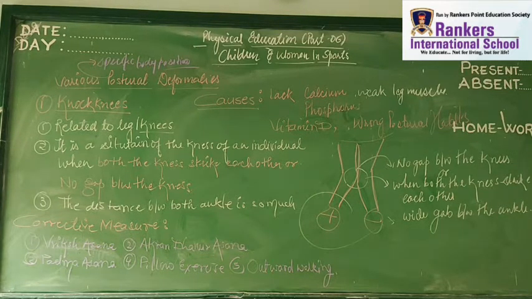Knock knee is a problem. The knees join together while there is a wide gap between the ankles. It varies in the degree of deformity. Someone has a major kind of problem, someone has a minor kind of problem. So it differs from person to person. What are the causes of this deficiency? The causes of this kind of deformity, no, it's not a deficiency, it's a kind of deformity. So what are the causes of this postural deformity?